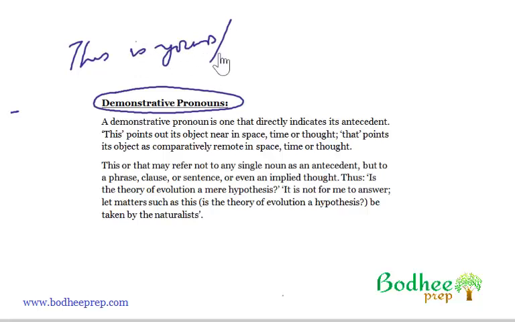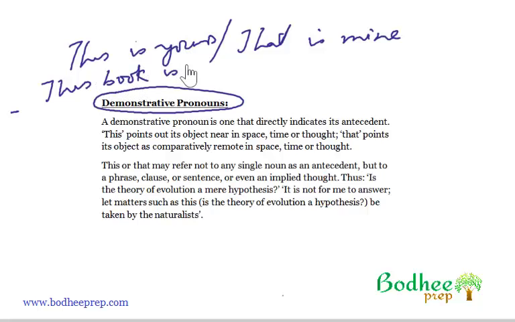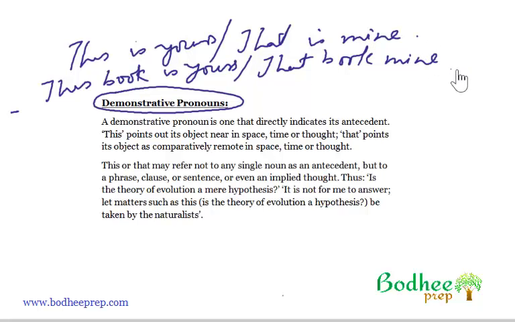Now suppose if I say this is yours, right? This is yours and that is mine, correct? So this is yours, that is mine. I can replace this with this book is yours, and that book is mine. What is the difference between the two sentences here? The first sentence says this is yours and that is mine. The second sentence says this book is yours and that book is mine.